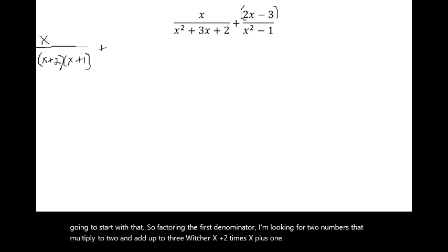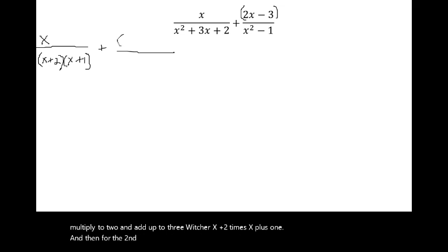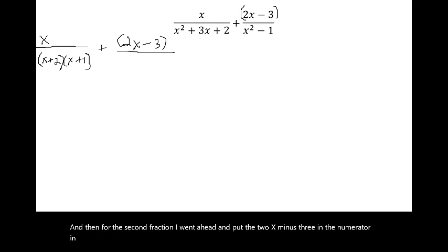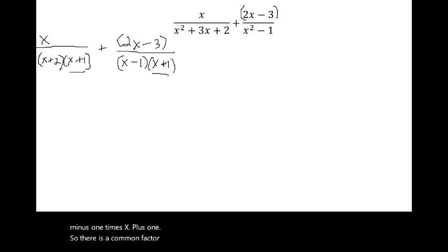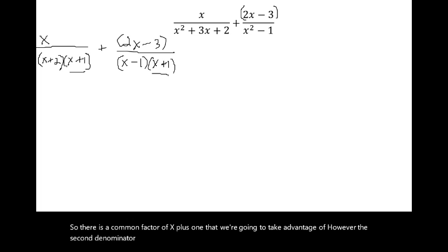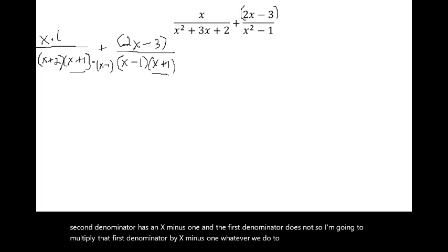And then for the second fraction, I went ahead and put the 2x minus 3 in the numerator in parentheses. And x squared minus 1 is a difference of squares that is going to factor as x minus 1 times x plus 1. So there is a common factor of x plus 1 that we're going to take advantage of. However, the second denominator has an x minus 1 and the first denominator does not. So I'm going to multiply that first denominator by x minus 1. Whatever we do to the bottom, we need to do the same thing to the top.